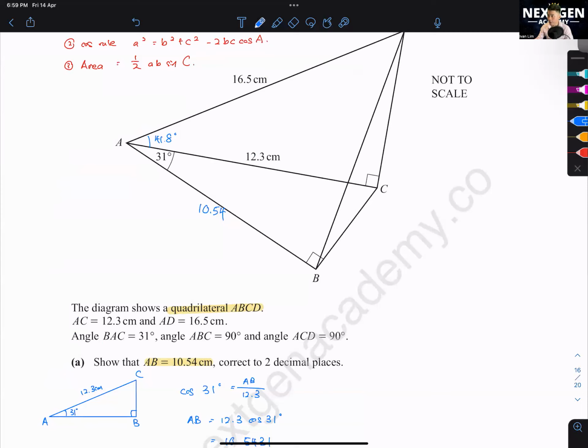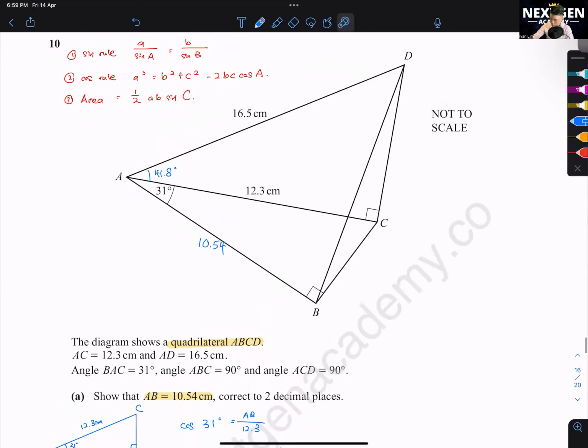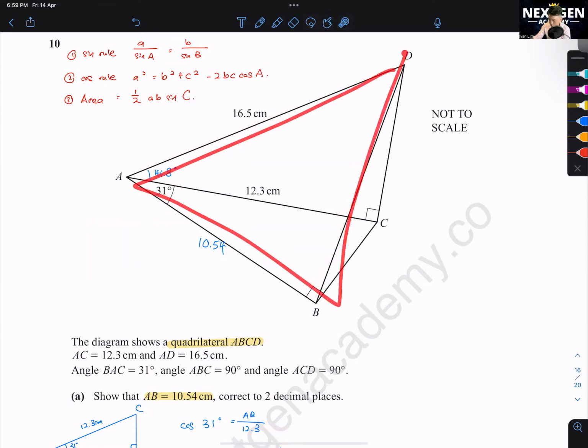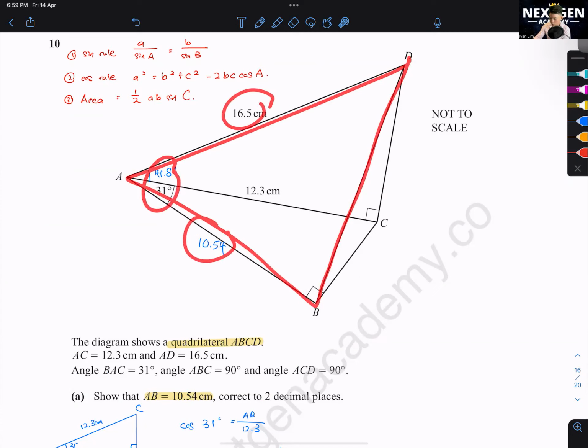Next question. They say calculate BD. Let's see, where is BD? BD over here. This question, you all just look at it properly. They didn't say it's a 3D shape. It's just a quadrilateral. Actually, it looks like a 3D shape, optical illusion like that, but it's flat. So we look at this triangle here. How can we find BD? This is a non-right angle triangle. I have this, this, this. I want to find this part here. Cos rule, right? So we use cos rule over here.